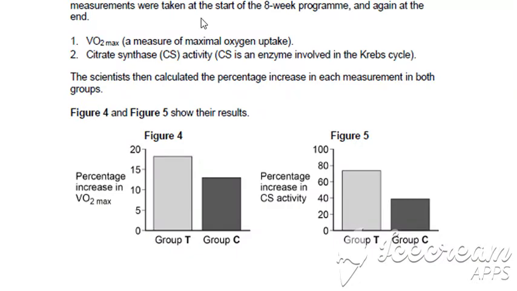So looking back at these graphs, we can see that group T is higher than group C for the percentage increase, which is a measure of the maximum oxygen uptake. Figure 5 also has a higher percentage of increase in CS activity, which is an enzyme that is involved in the Krebs cycle, which is a stage of respiration.